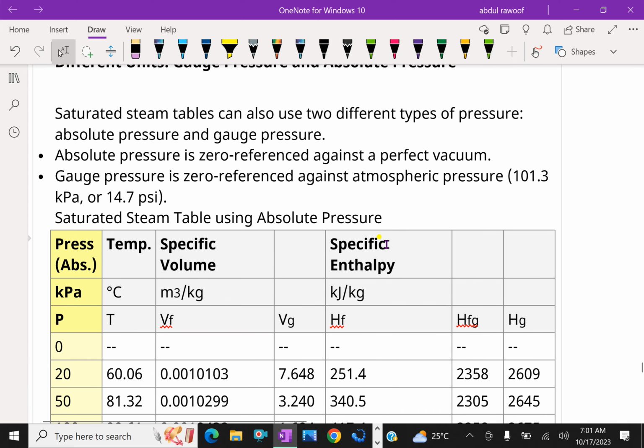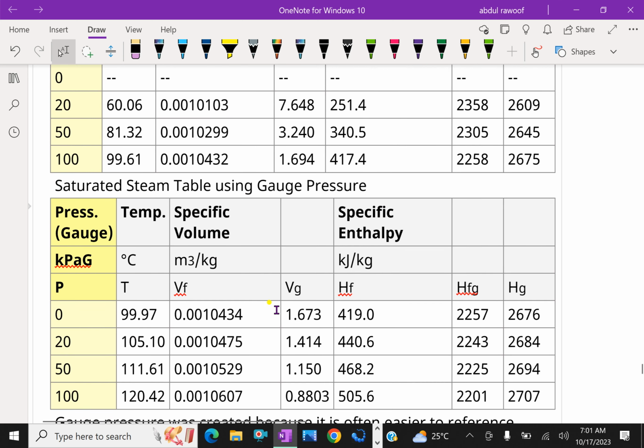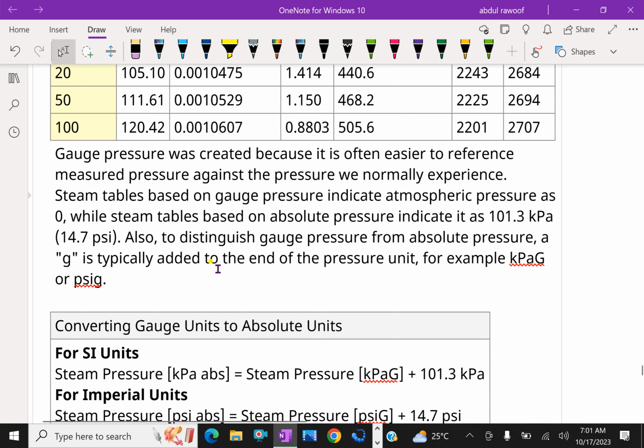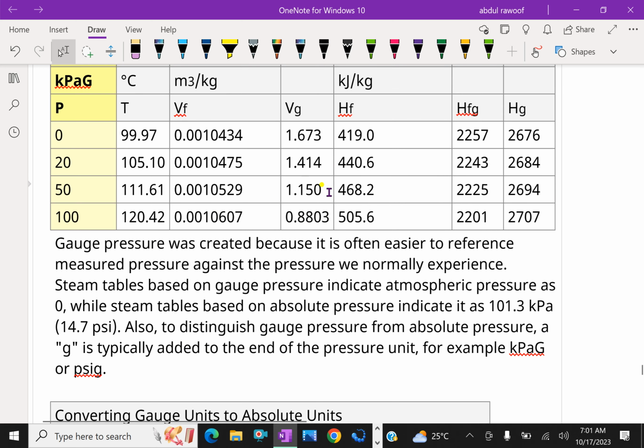Saturated steam table using absolute pressure. Here pressure is given, temperature, specific volume, specific enthalpy, all together we can read. Once you practice with the steam table, it becomes familiar to you. Gauge pressure was created because it is often easier to reference measured pressure against the pressure we normally experience. Steam tables based on gauge pressure indicate atmospheric pressure as 0.